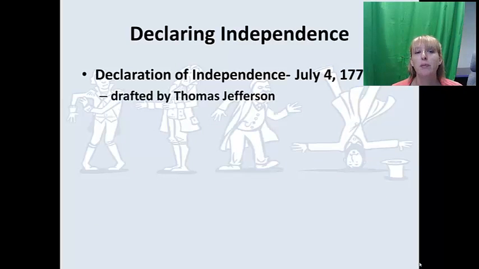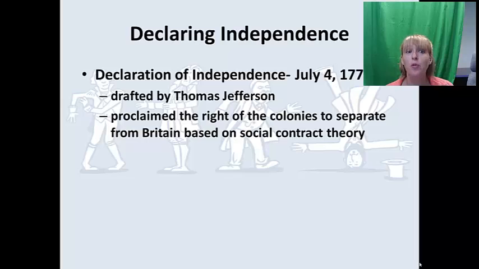The Declaration of Independence was drafted by Thomas Jefferson, and he really bases this on Lockean ideas of the social contract. So the reason that the colonists had the right to rebel was because Britain, and specifically the king and parliament, had violated the social contract.